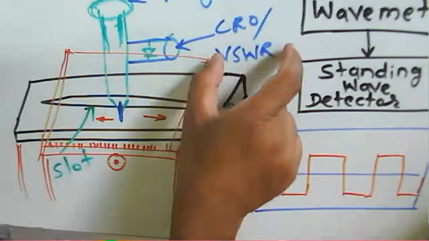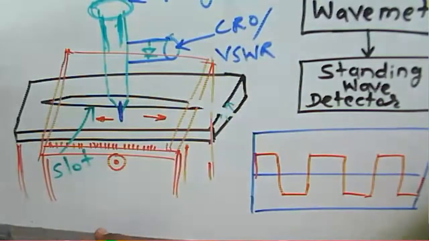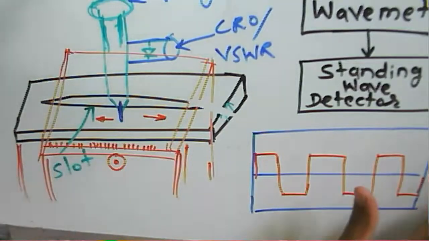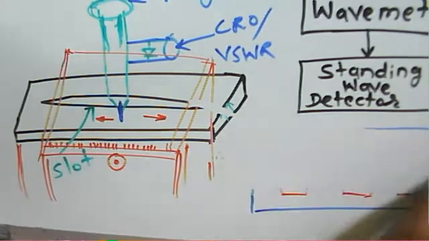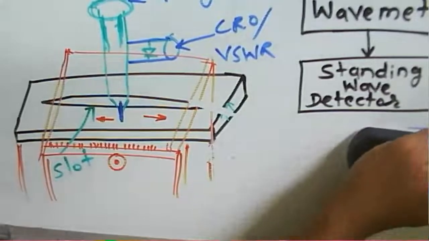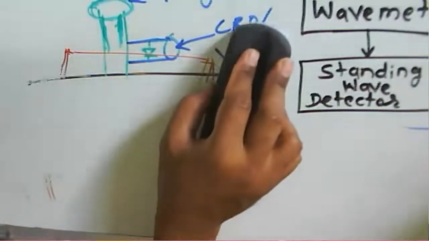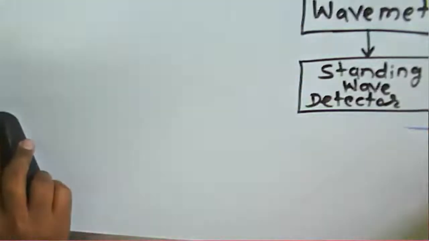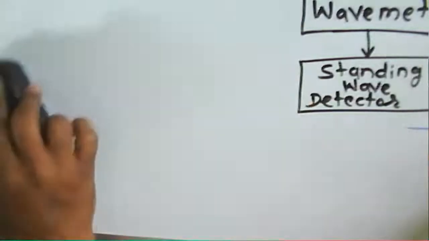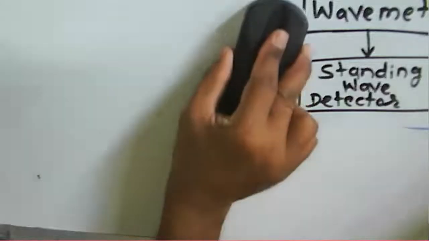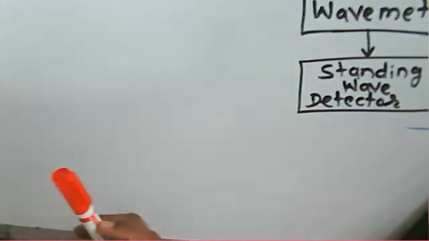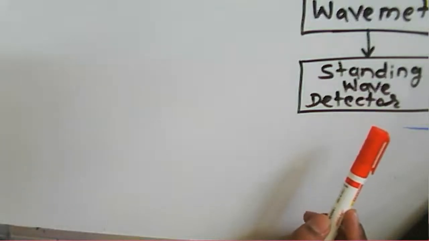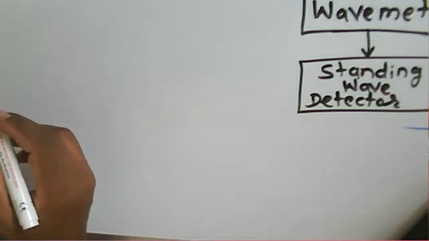Or we can use the VSWR meter, so that the standing wave ratio can be measured directly through the standing wave detector. That is what we call a standing wave detector. It has a slot, and on the slot a tunable probe is present. That's why the name is slotted section with a probe carriage, or standing wave detector.